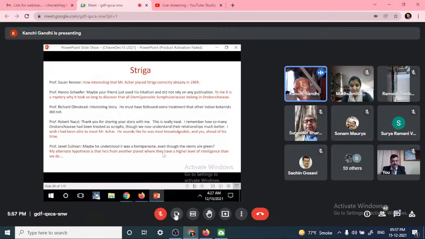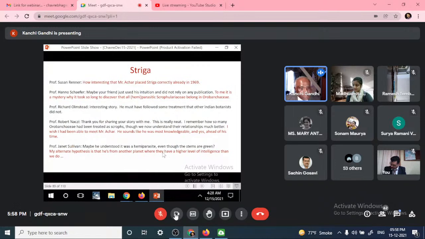Bentham and Hooker gave a classification. Engler and Prantl gave a classification. Arthur Cronquist gave a classification. Takhtajan gave a classification. There are so many plant classifications. Linnaeus gave a classification. But all those are gone now, and presently most of us use what you call the APG-4 system.